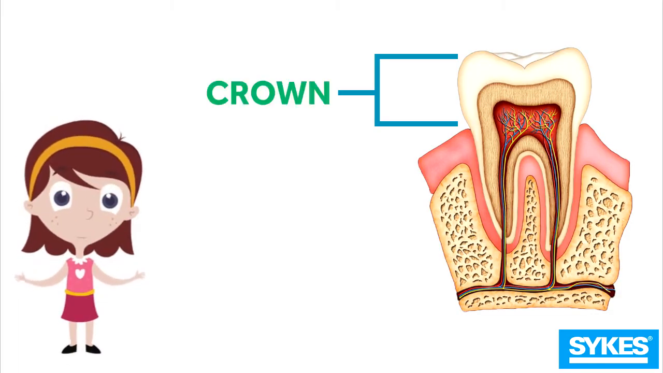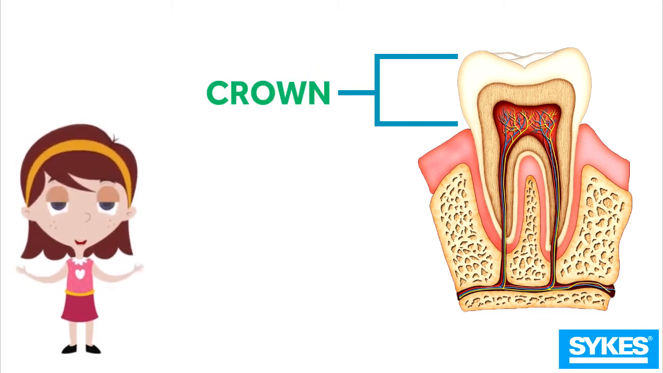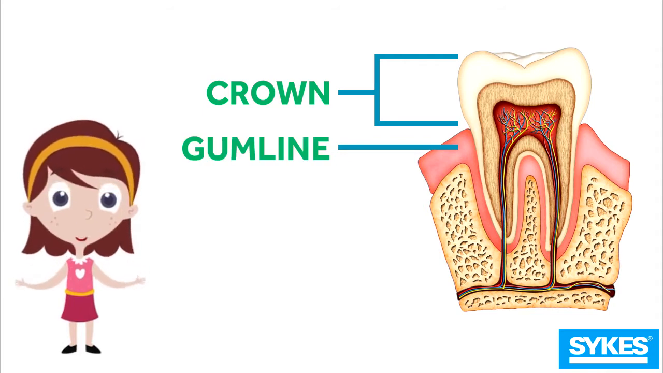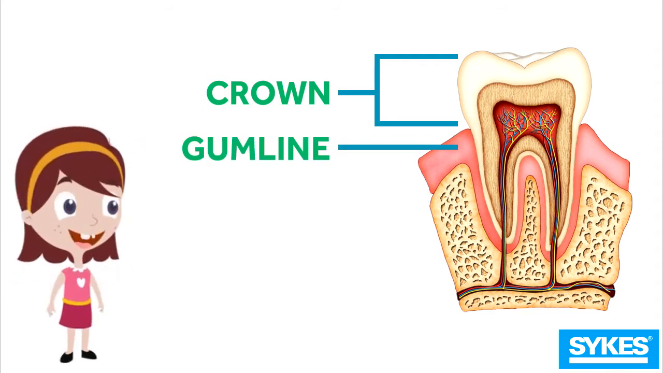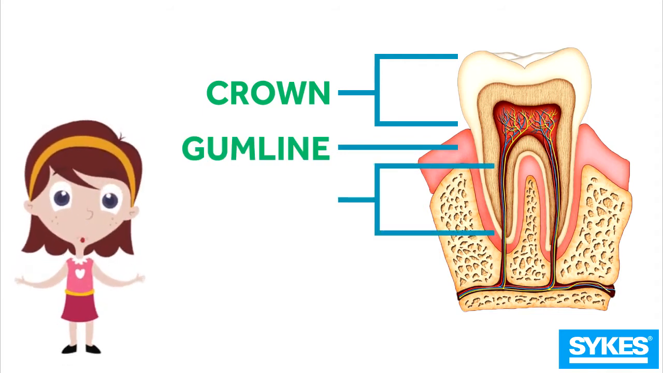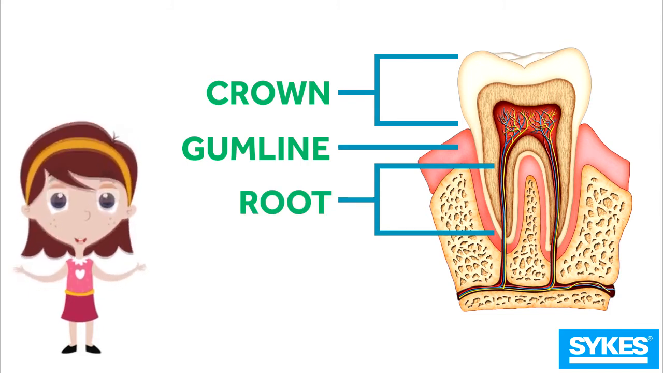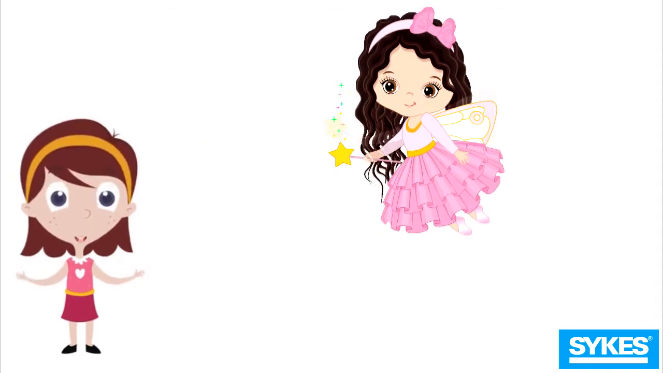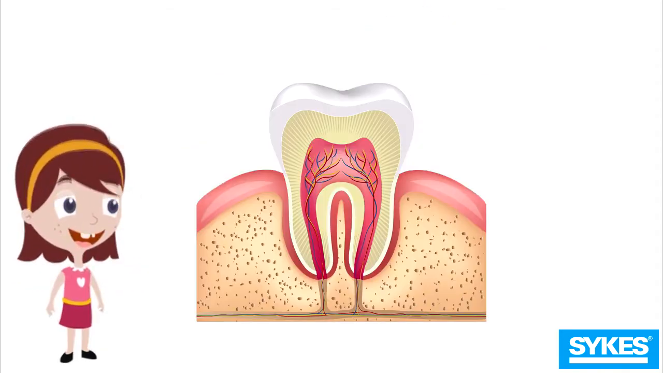First is the crown, the top part of the tooth and the only part you can normally see. Second is the gum line, where the tooth and the gums meet. Third is the root, the part of the tooth that is embedded in bone. This is the cross-section of a tooth.